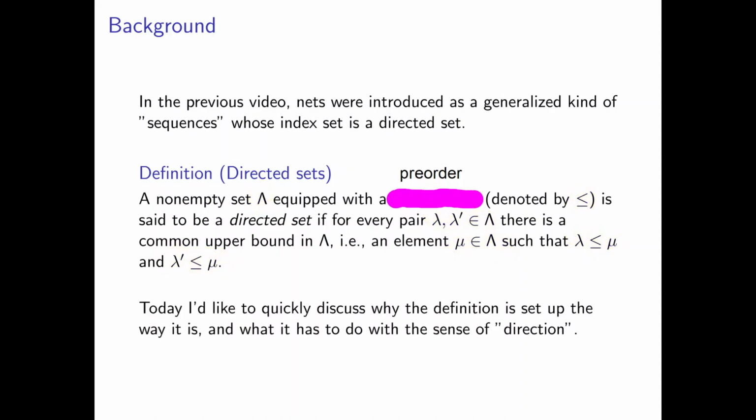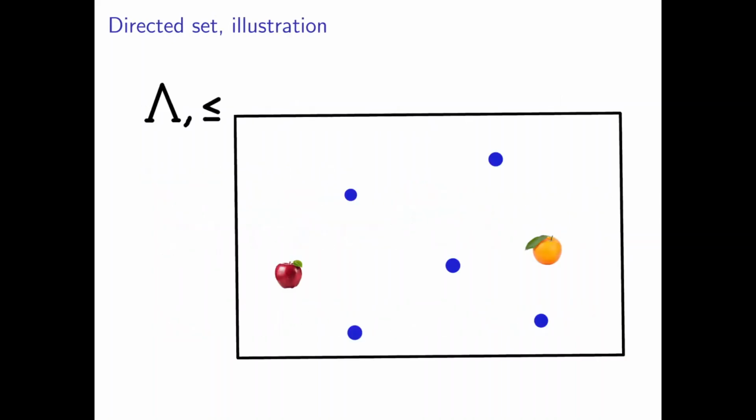And today I'd quickly just like to discuss why this definition looks the way it is and what it has to do with the sense of direction. Just to make a few things clear, because this is something that bothered me a bit before when I first saw this definition. And why do we even need to have it defined in terms of every pair in the set and so on and so forth? And this is easiest done by actually looking at a very simple finite illustrative example.